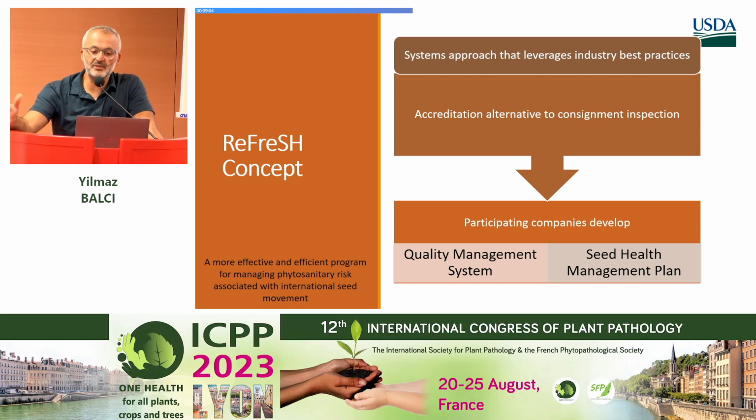So what it is is a systems approach that leverages industry best practices. Whatever is out in the industry, we want to use that in a systems approach and build on that. And then what we do is accreditation, as an alternative to consignment inspection. So we would accredit a facility instead of doing consignment by consignment inspection. And what the company or plant or the participating countries will do is two things: the quality management system and a seed health management plan in general. So they have to develop that. I'm going to talk about this, of course, a little more.